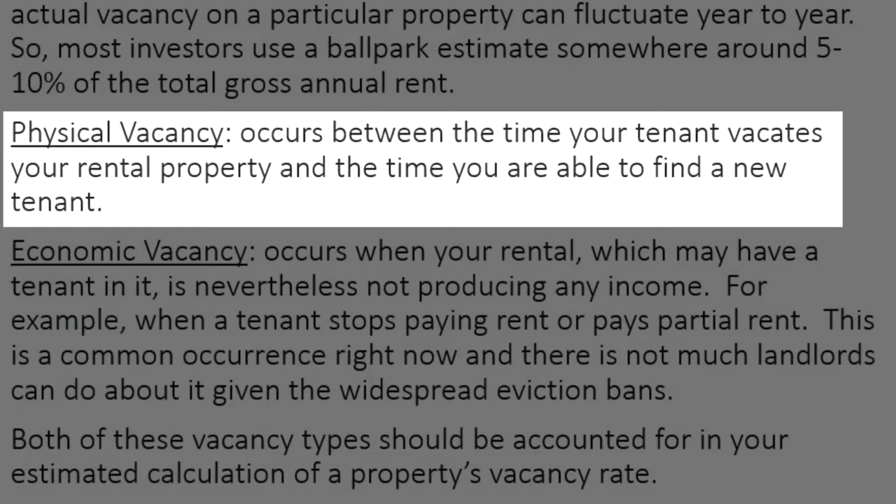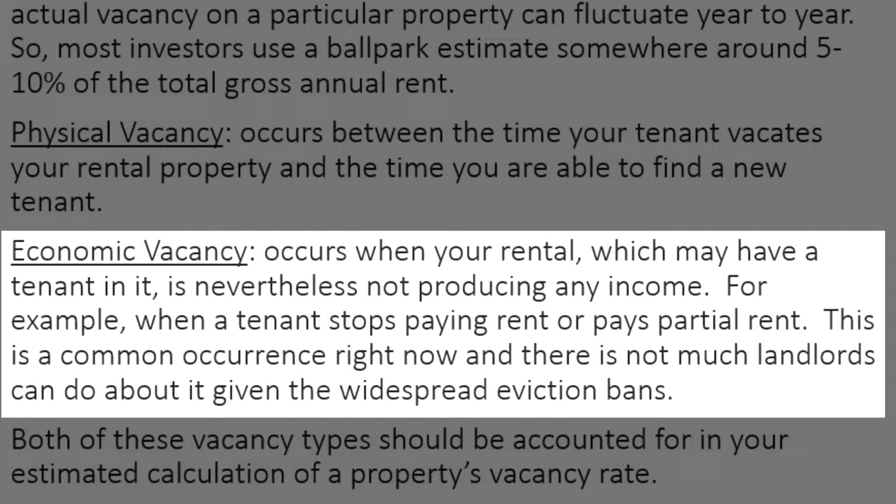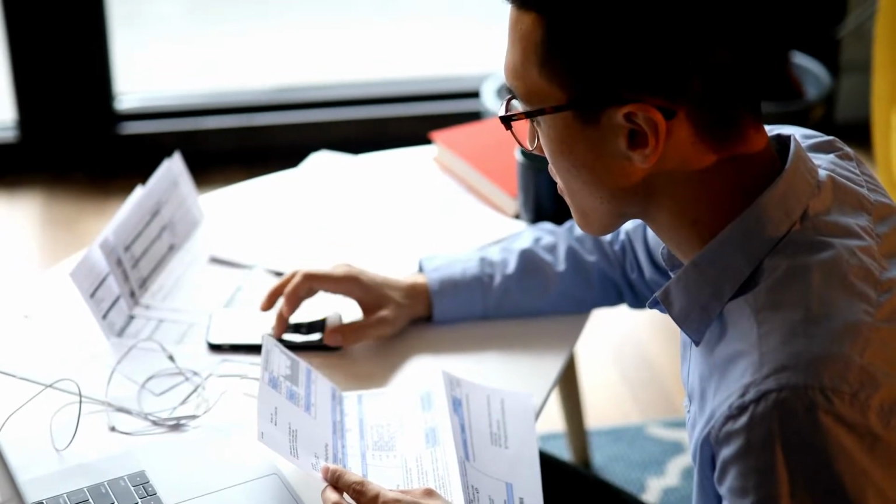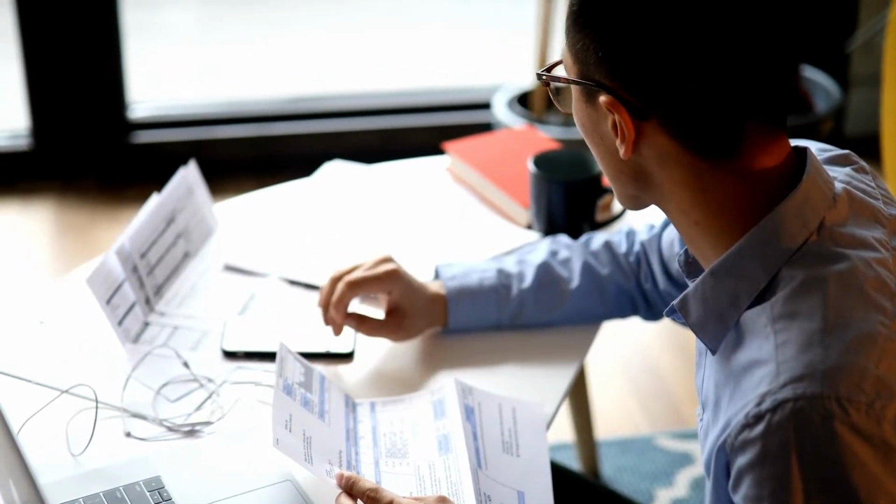Now there are two different types of vacancy. One is physical vacancy, which occurs between the time your tenant vacates your rental property and the time you're able to find a new tenant. And then there's also an economic vacancy. This occurs when your rental, which may have a tenant in it, is nevertheless not producing any income. This is a common occurrence right now given the pandemic and the various restrictions on evictions state to state and nationwide. Both of these vacancy types should be accounted for in your estimated calculation of a property's vacancy rate.